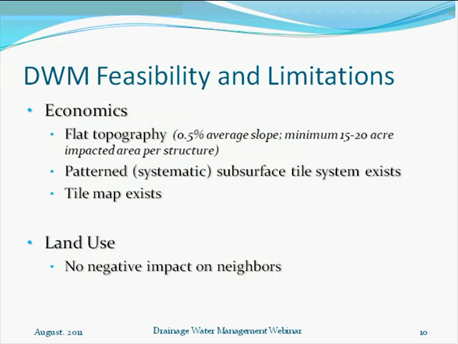If we can have 0.5% or even flatter average slope, that means that your single structure can impact more acres. We'd like to see at least 15 or 20 acres of impacted area per structure. We have an example in Illinois that has 140 acres. That's wonderful. That's what we want to see. It doesn't always happen that way.